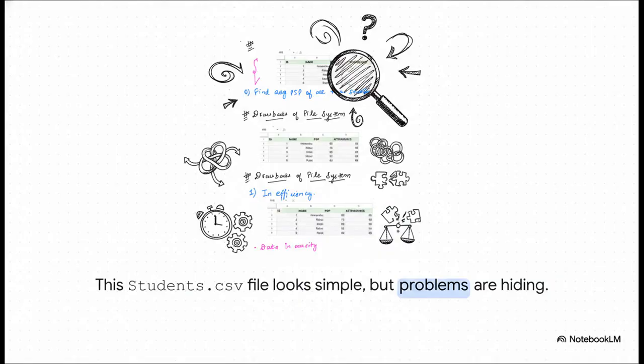All right, take a look at this. It's a simple students.csv file. Seems harmless enough, right? We've got an ID, a name, a score, attendance, pretty straightforward. But this simplicity, it's totally deceptive. We're going to use this exact file to uncover all the hidden problems that are just waiting to spring a leak in simple data files like this.